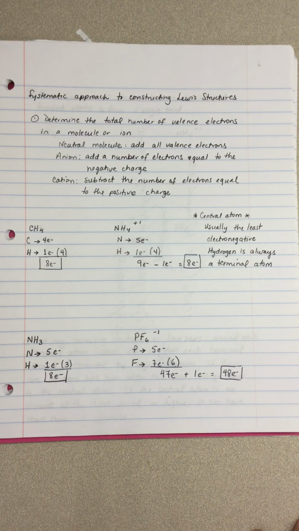So this is the first thing that we have to do, okay? Counting how many electrons you have to form all of the chemical bonds in your covalent compound.